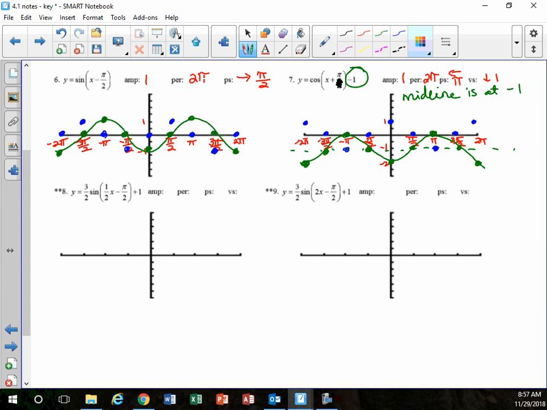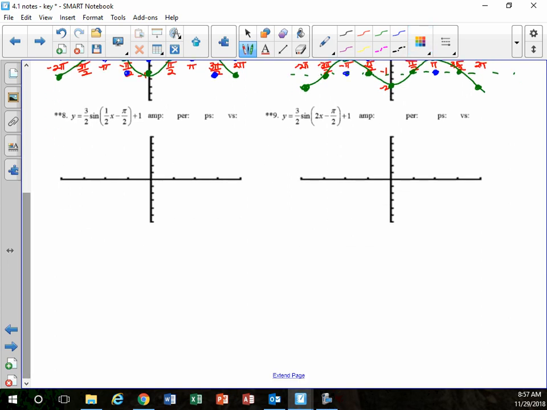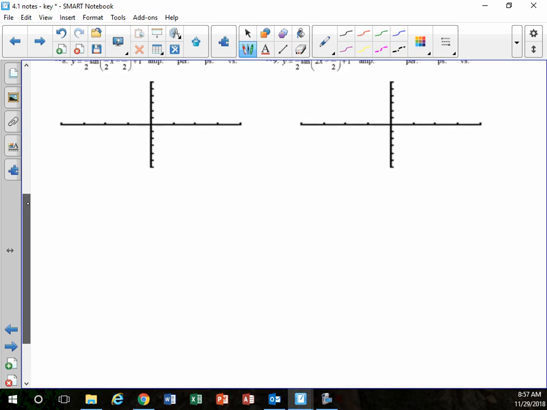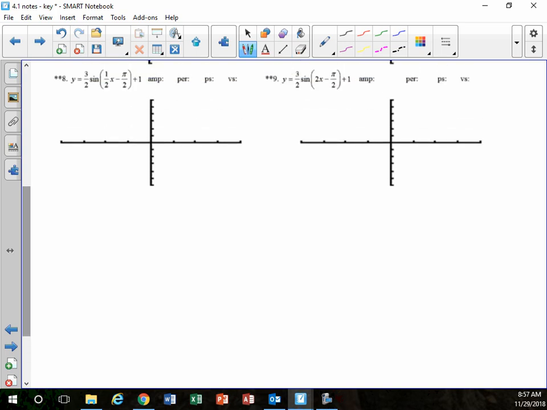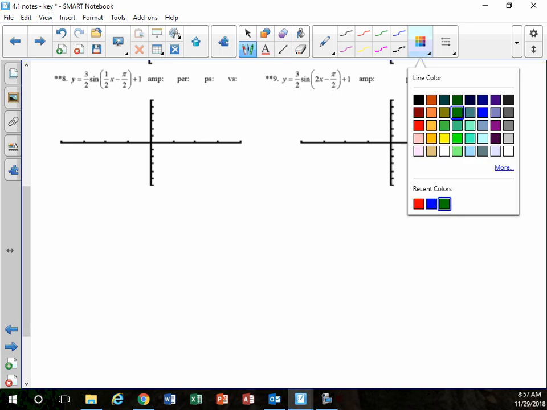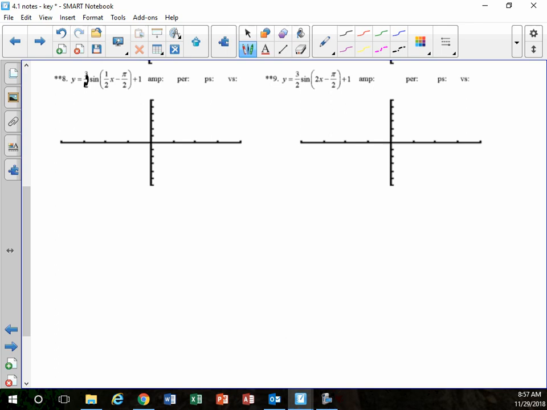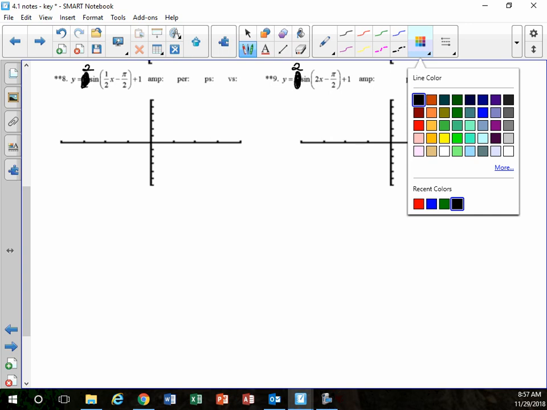Okay, we all right with 7? All right, 8 and 9, we're going to now put everything together, okay? So for number 8, first thing we're going to do is rewrite this. And guys, the 3/2 is kind of annoying for plotting points. Let's just make it a 2, for both of them. Was anything else changed or was that all? That's it? Okay, good. It's much better that way.